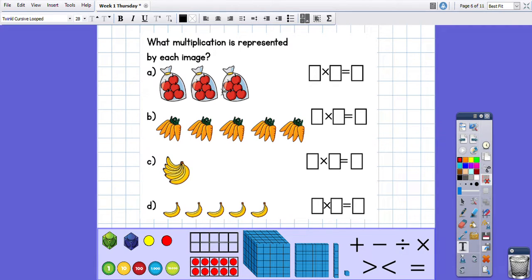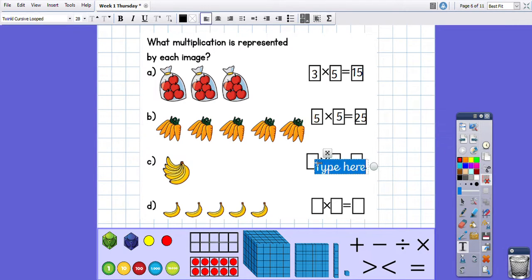Okay, so here I've got 3 groups. So 3 groups with 1, 2, 3, 4, 5 in each group. And I know that 3 times 5 is 15. This time I've got 5 groups. So 5 with 5 in each group. And I know that 5 times 5 is 25. And this is why it's really important that you practice your tables at the beginning.